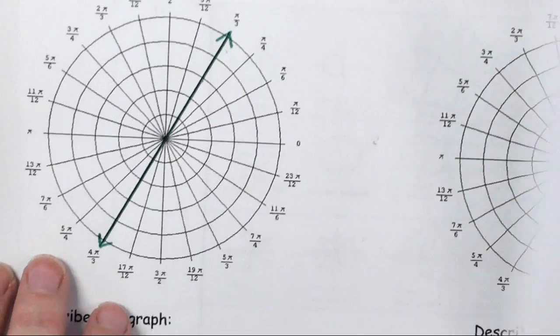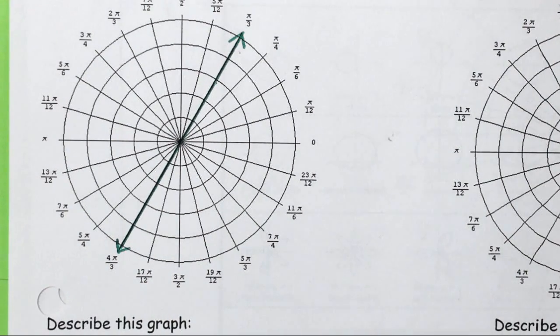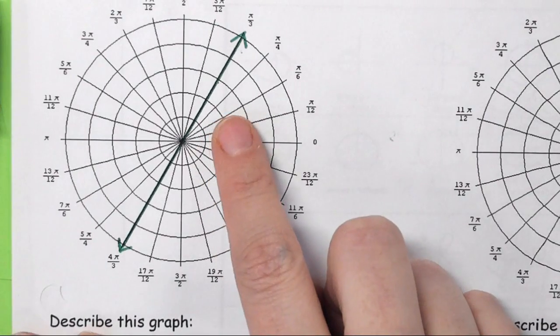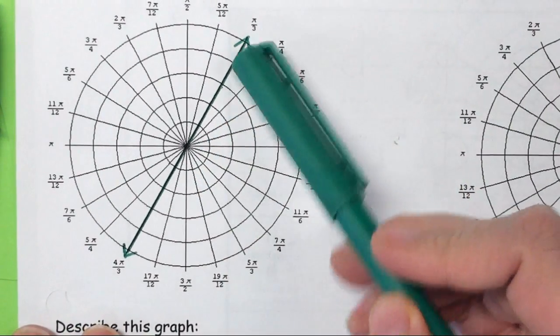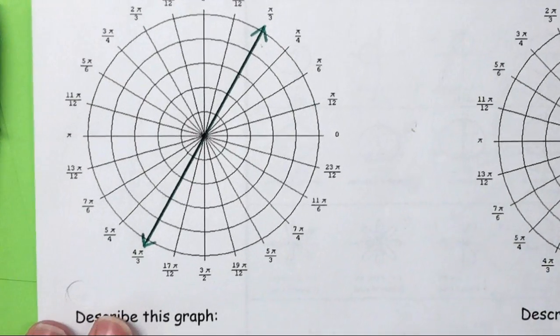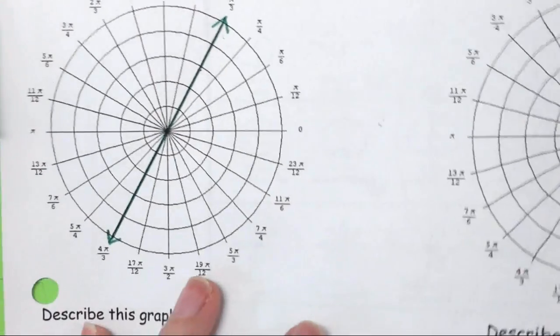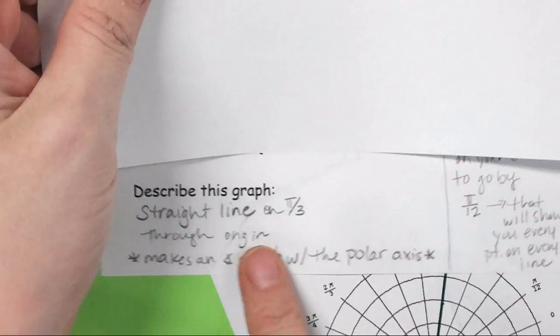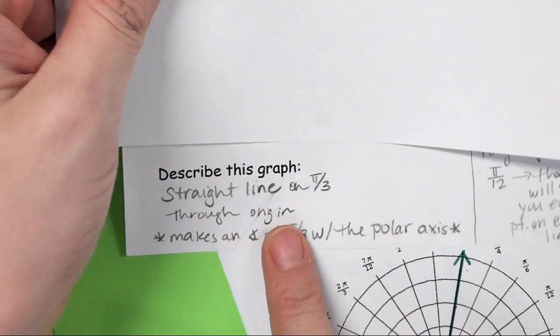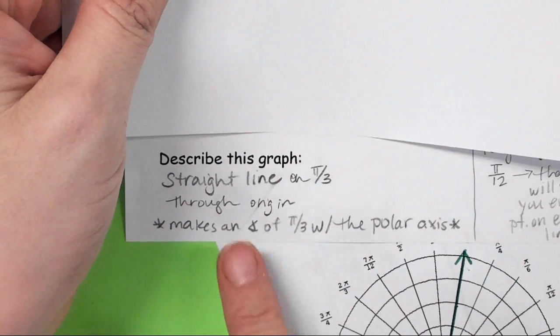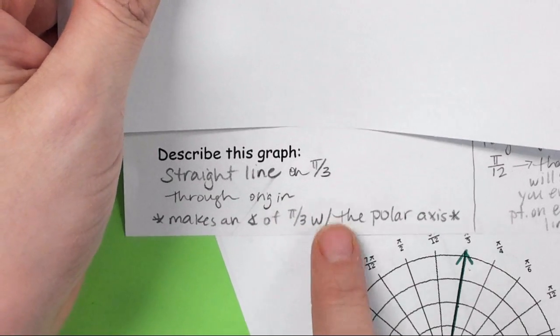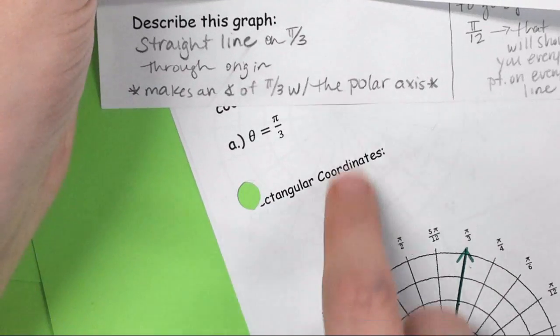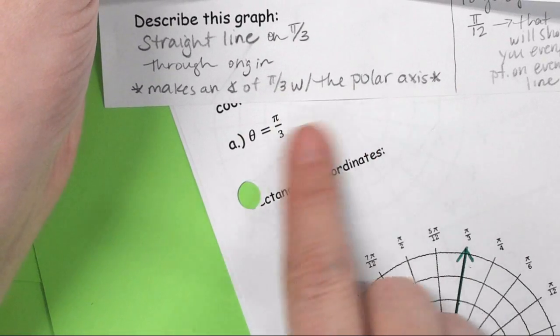Okay, and then if we want to describe this graph, probably the most obvious thing is what? It's a circle. Not a circle anymore. Yeah, it's a straight line, right? So it's a straight line that goes through pi over 3. Okay, so I just wrote it was a straight line on pi over 3. It goes through the origin, and it makes an angle of pi over 3 with the polar axis, which is just going to start at the 0.